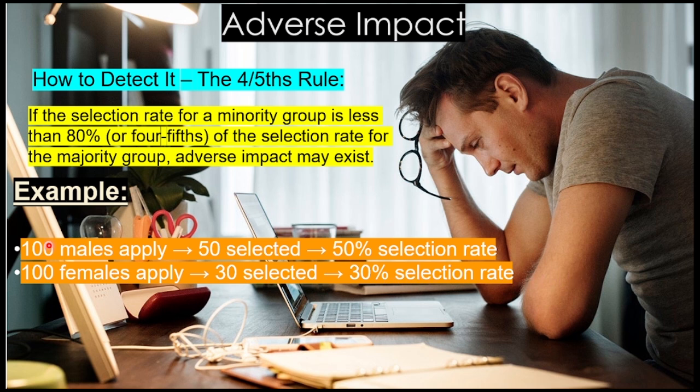So this is an example of adverse impact. Say a new hiring policy was implemented by the company that we have to hire 50% male and 50% female. The adverse impact is that there is a shortage: 30% are selected but 70% are not selected.